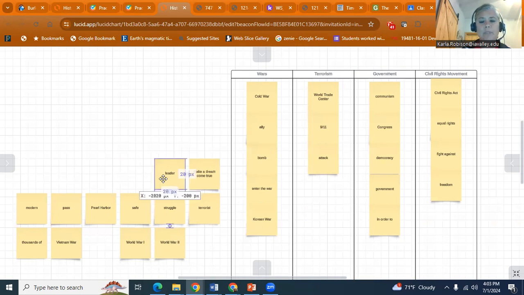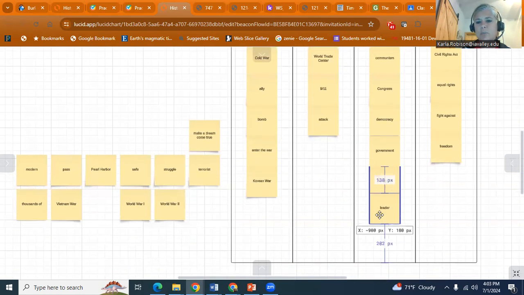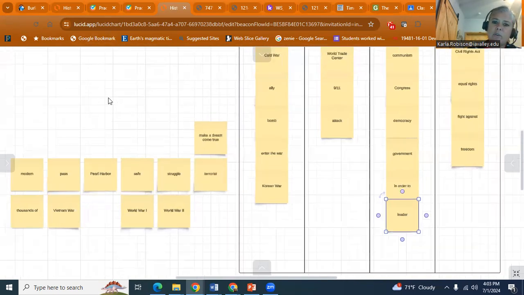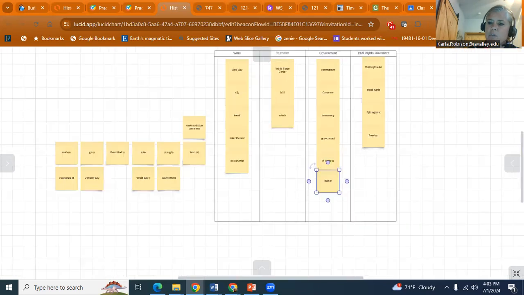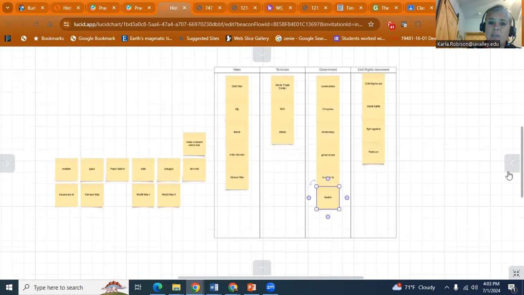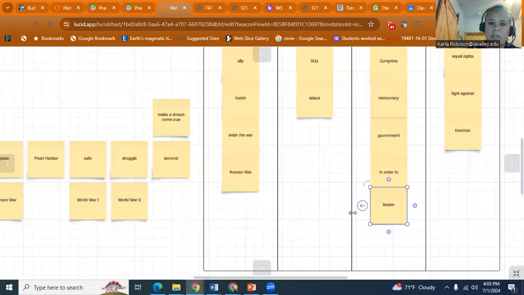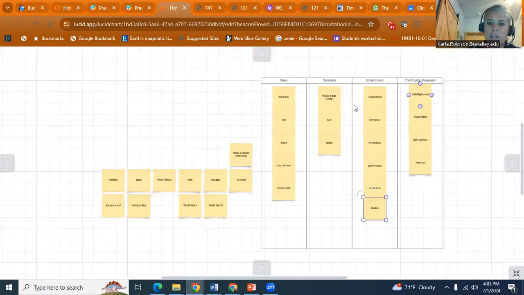A leader, we could put the leader into the government. Okay, so our leader is the president, who is currently Joe Biden. And if you haven't noticed, we are in the middle of a voting year. And so we will vote for a new president in November. And Donald Trump is trying to run again. Sorry, trying to get this all on one screen so you can see it.